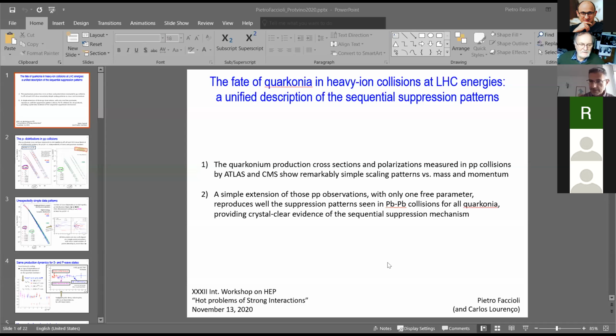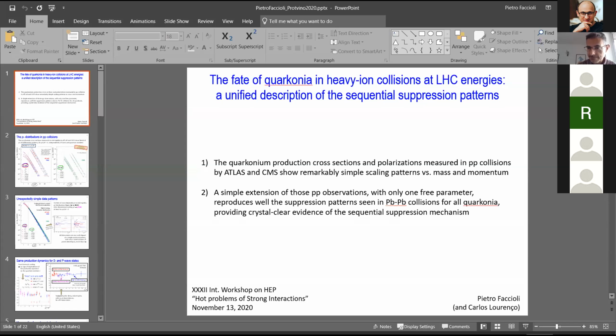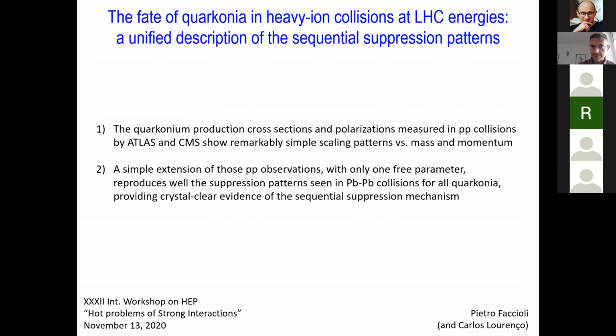Yeah, we can hear you. You can try to share your slides. Share the screen. Pietro, okay. You can begin, okay. Is it sharing? Yeah, it's shared, but probably it's better to make it full screen. Yeah, no, perfect.